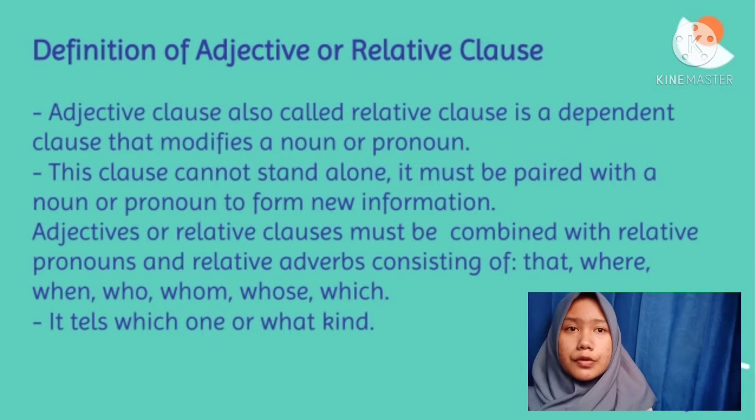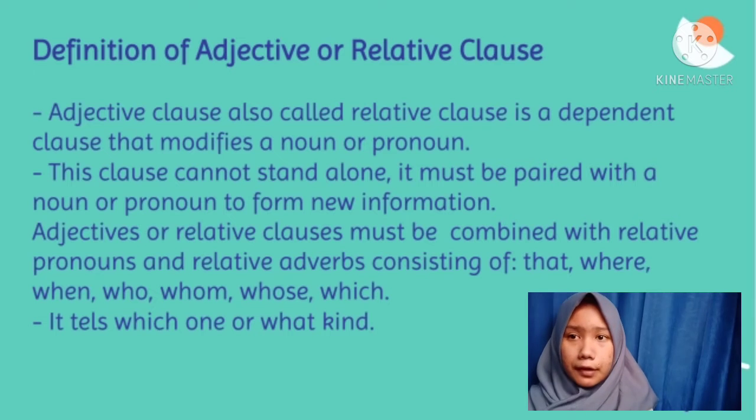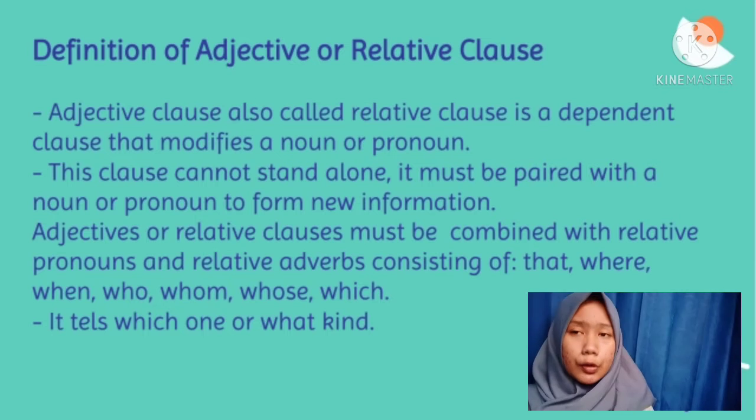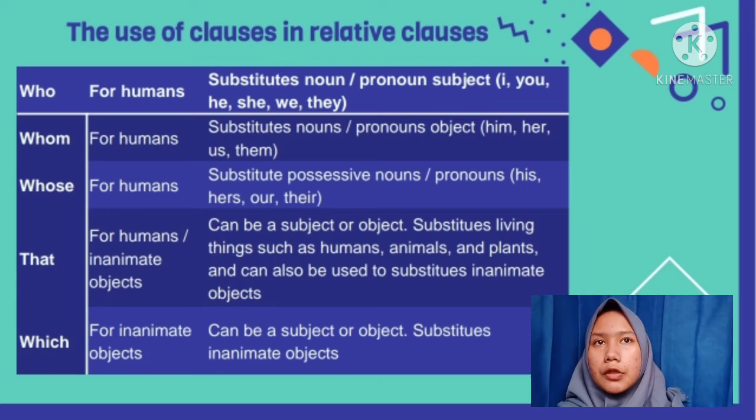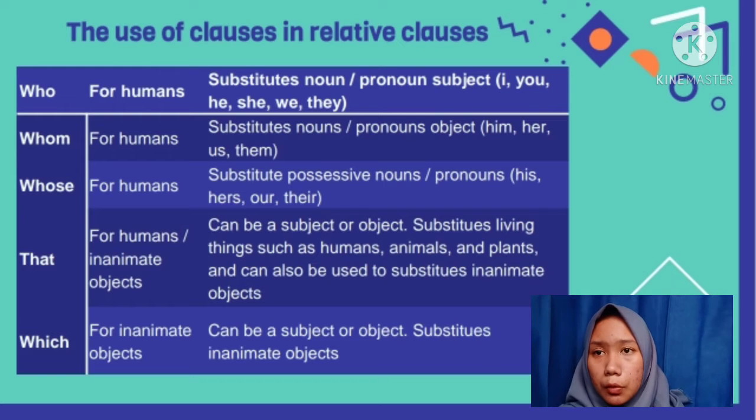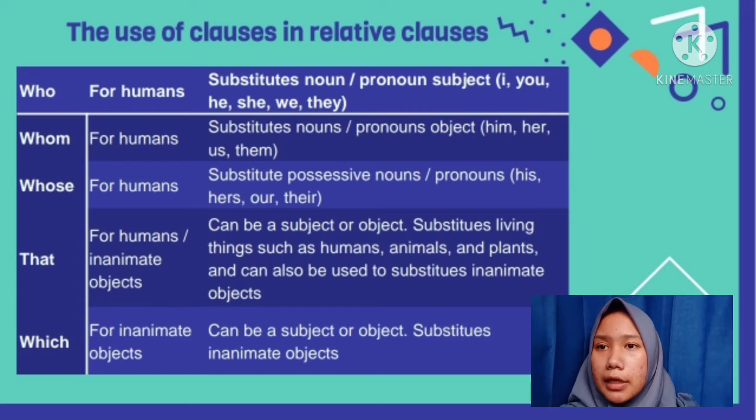An adjective or relative clause must be combined with a relative pronoun or relative adverb, consisting of that, where, when, who, whose, and which. It tells which one or what kind. The next is the use of words in relative clauses. The first is who, and it is used for a human and substitutes a noun or pronoun subject, for example, I, you, he, she, we, and they.